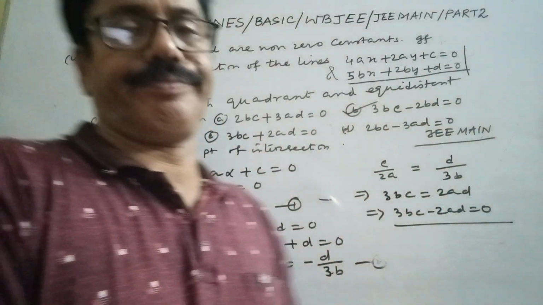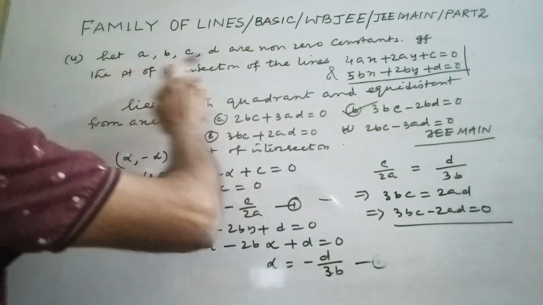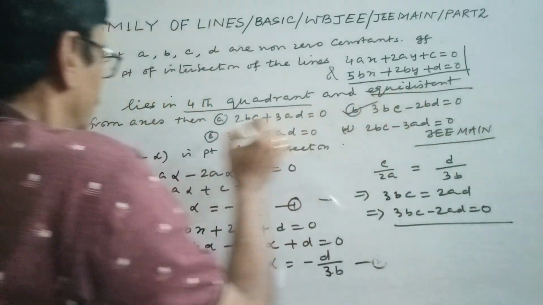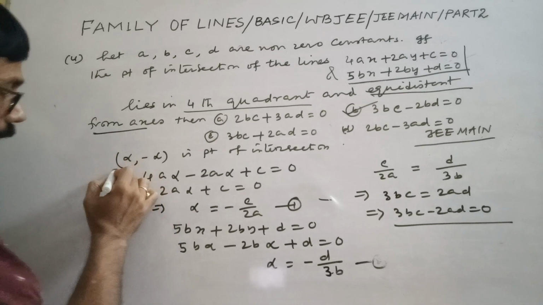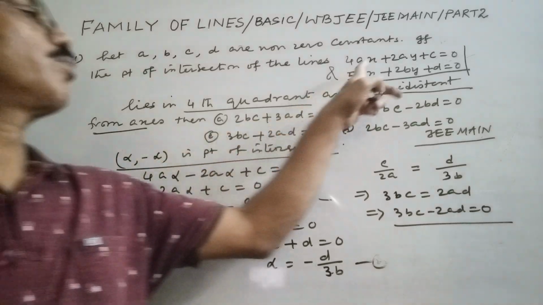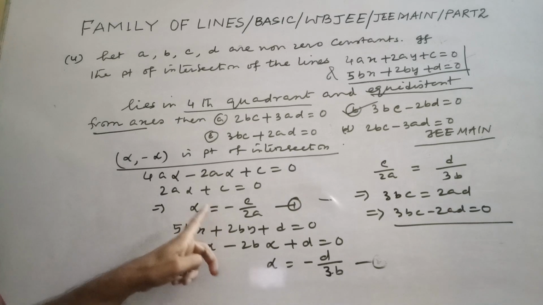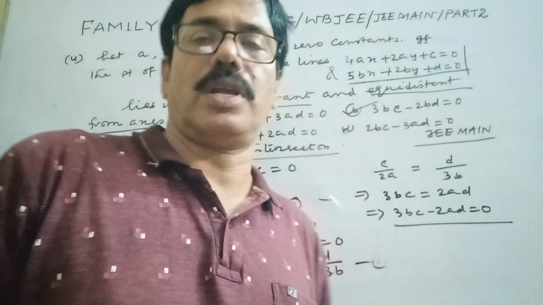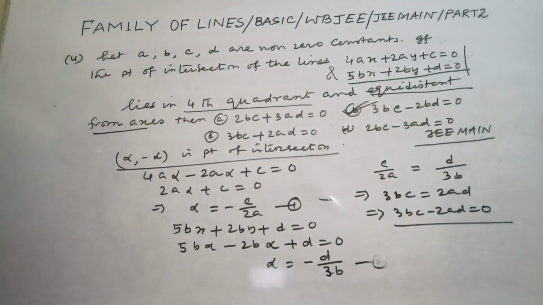Now listen again. a, b, c are constants. If the point of intersection lies in the fourth quadrant and is equidistant from the axes, that is why we have taken the point as alpha comma minus alpha. Put the values of x and y, you are getting alpha in the first case and alpha in the second case. Equate them and you get c. So B is the correct answer.